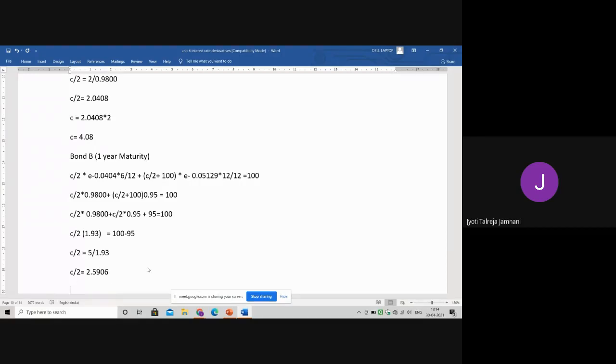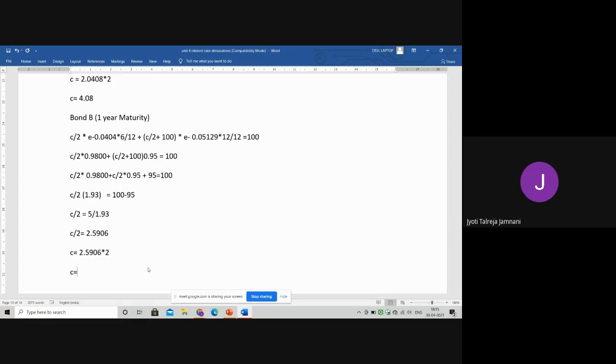If we take that 2 to the other side, C will be equal to 2.5906 into 2. C is equal to 5.18. So at this coupon rate, the yield is 5.18, the face value will be equal to the market value of the bond. Same way we have to do it for bond C.